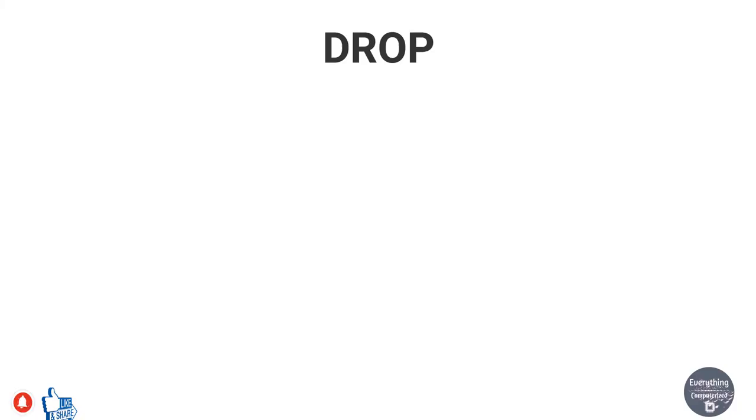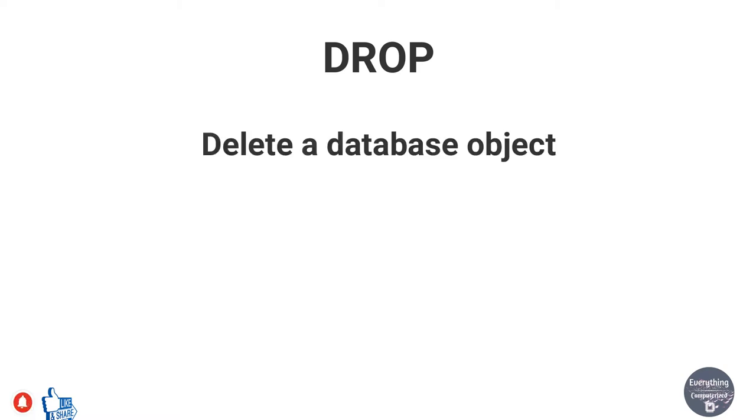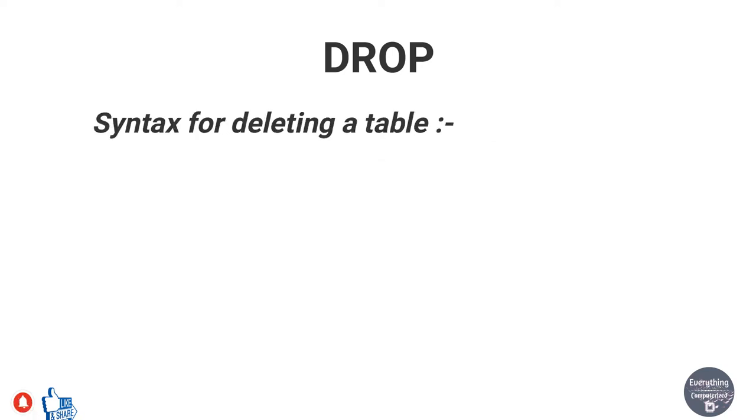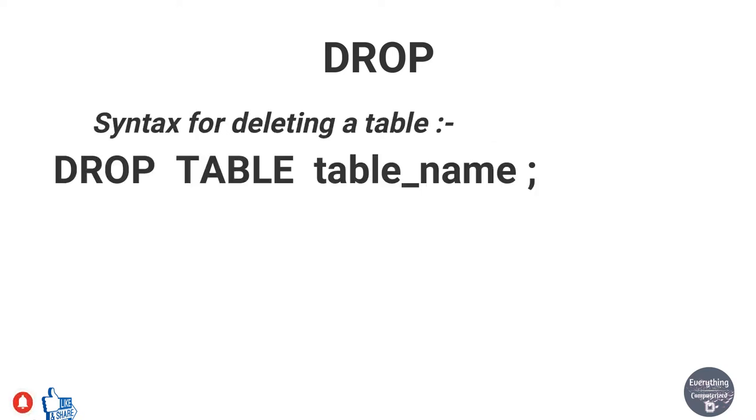Let's talk about the second command of DDL, that is the drop command. The drop command is that DDL command which is used to delete a database object. If we want to delete a table or a database, we use this command. We have to be very careful about this command, because once something is deleted using this command, it cannot be recovered again. It is lost forever.